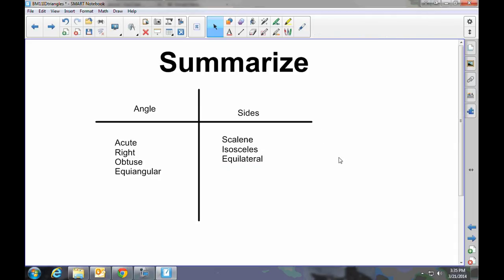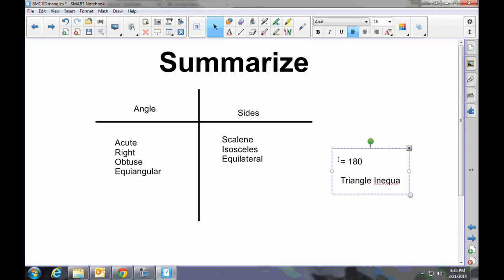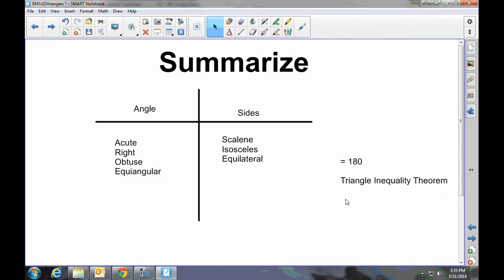We know that all triangles, the angles add up to 180. And we also know that the triangle inequality theorem states that any two sides have to add up to be greater than that third side. Okay, you should have good notes after watching this video.